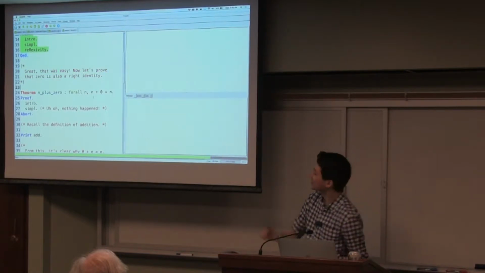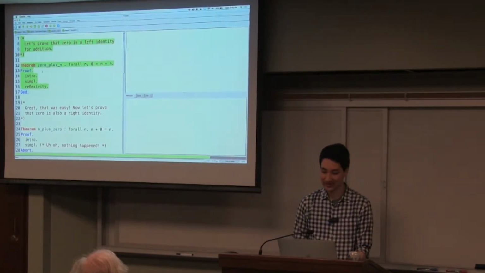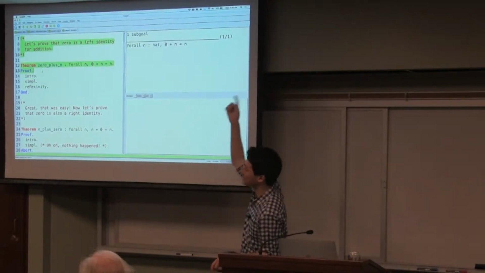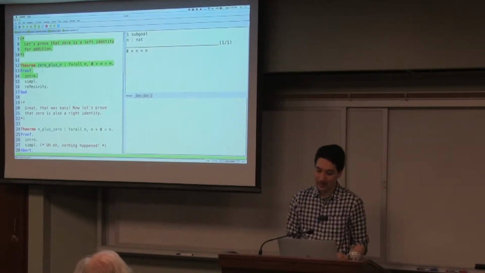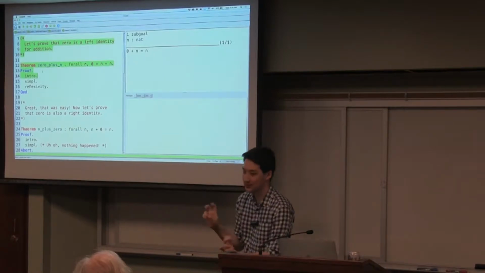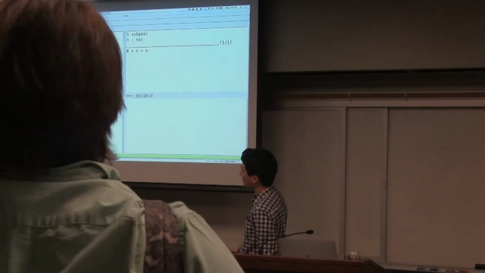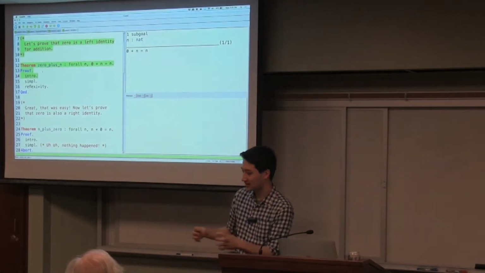Oh, this is the failed one. Sorry, this is the hard one. I got to scroll up to get to the easy one. Okay, now we're sane. So 0 plus n equals n. That's the easy one. So let's bring the n into the context. And there's this tactic called simple, which essentially does a call by name reduction on the term. So it just kind of does a little bit of evaluation.